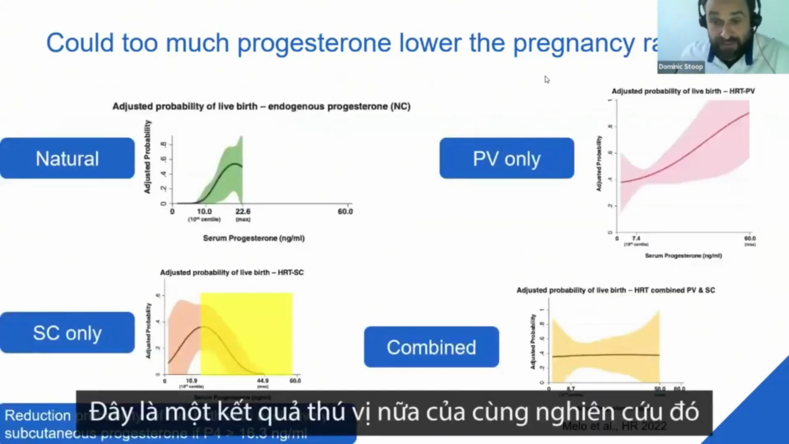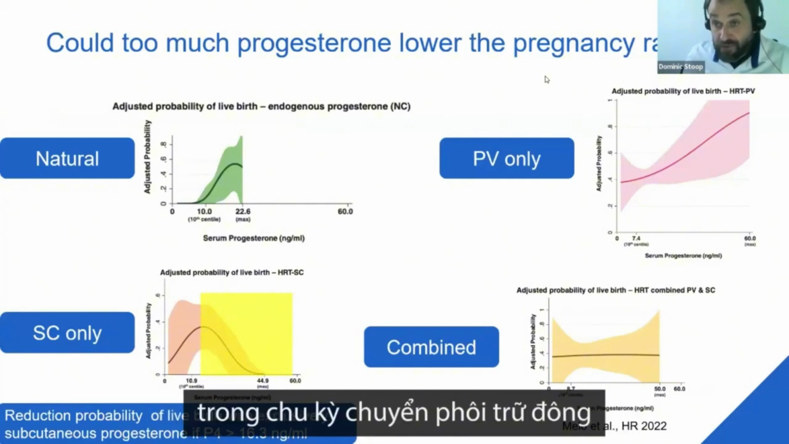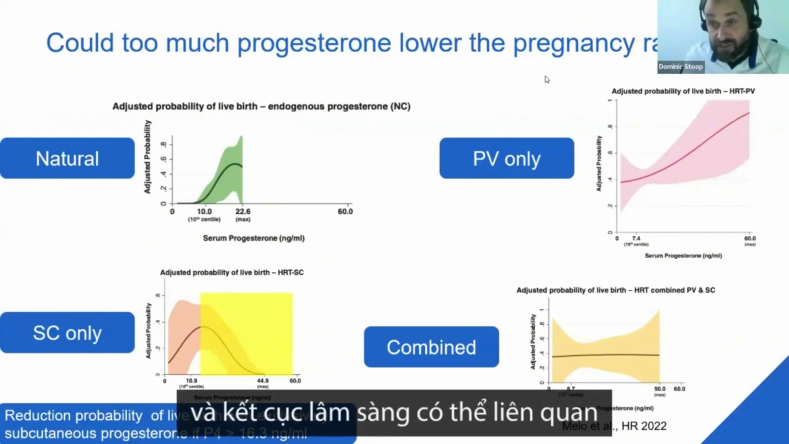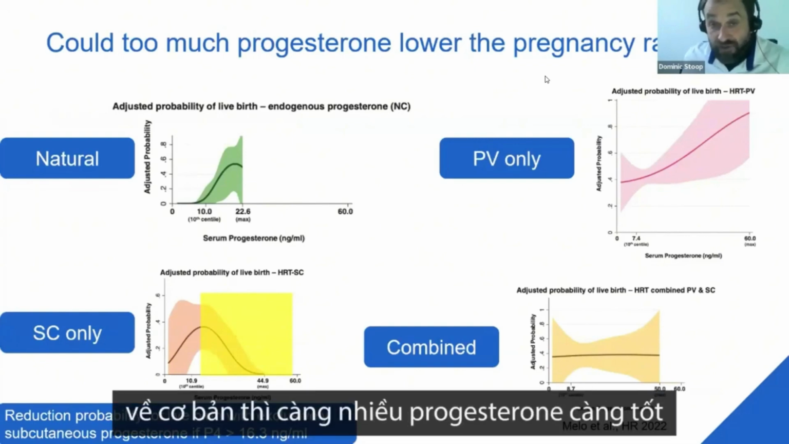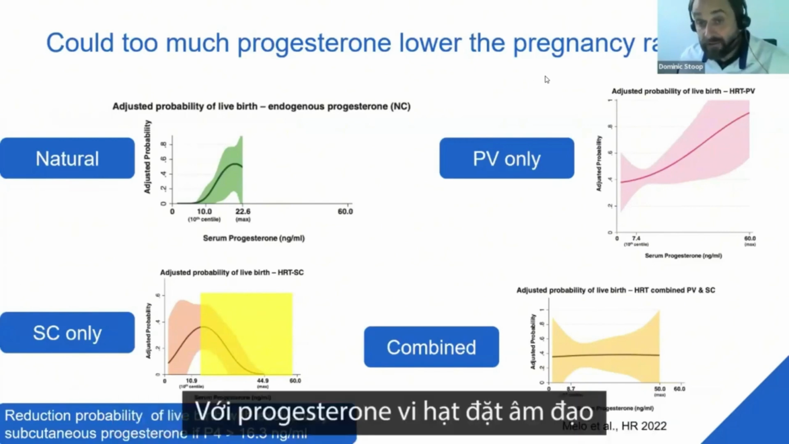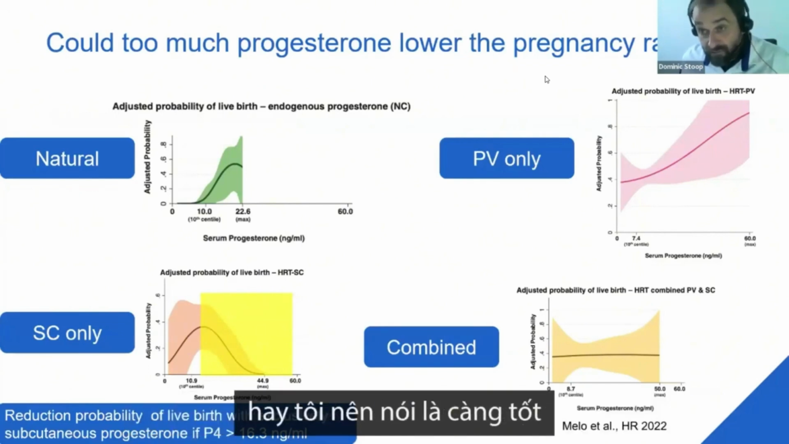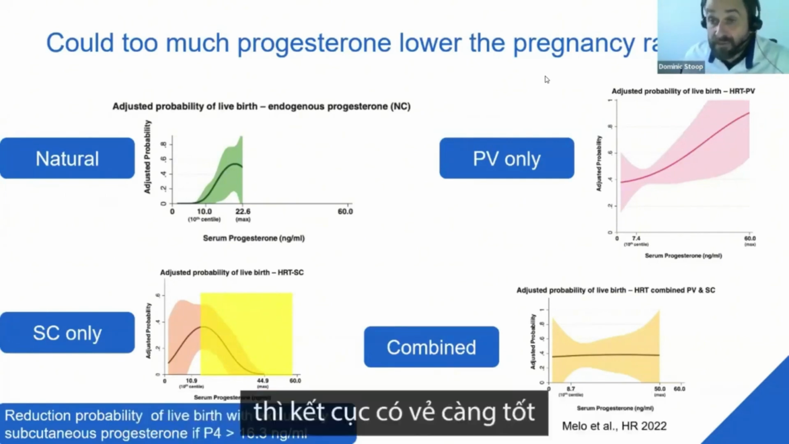This is also very interesting and comes from that same paper, where you can see, depending on the route at which you provide the progesterone to your patient in these frozen embryo transfer cycles, how progesterone concentrations in the serum relate to outcome. You see here in green the natural progesterone, and basically the more progesterone, the better. If you look at the micronized vaginal progesterone, more or less you see the same. The more progesterone you measure in the blood, the better the outcome seems to be.